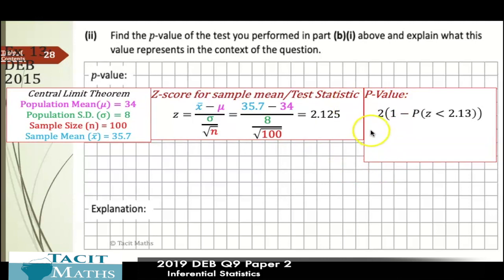So it's 2 multiplied by 1 minus that percentile from your log tables. Right, so that's how you get a p-score, right? So the percentile from your log table is 0.9834, so it's 2 by 1 minus that, which ends up as that.